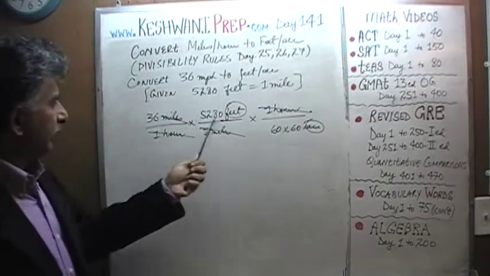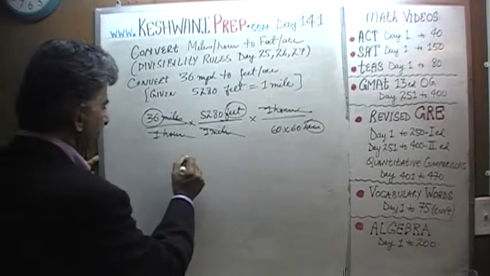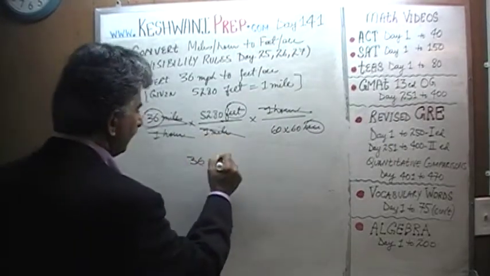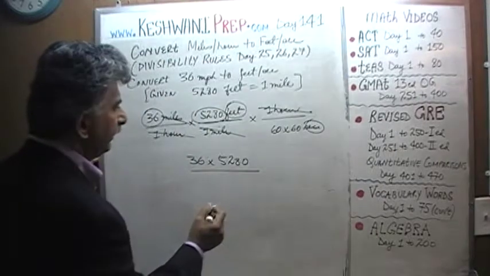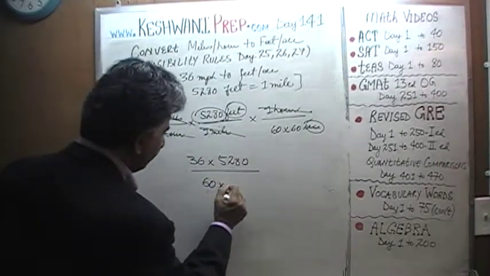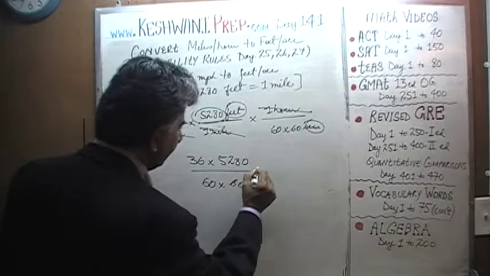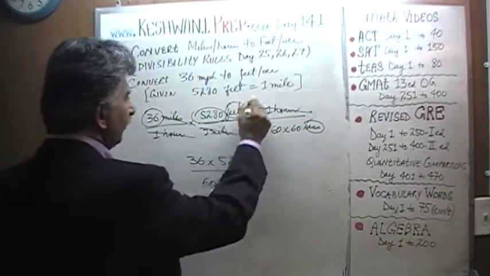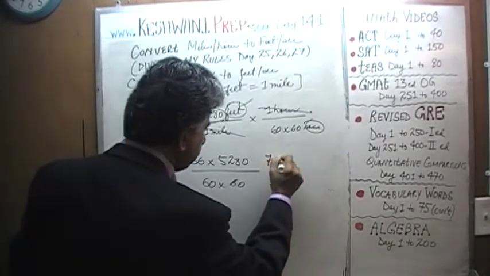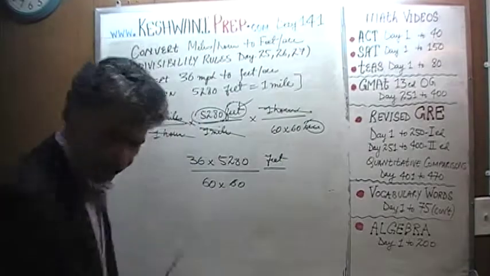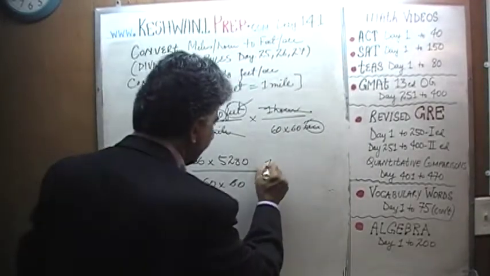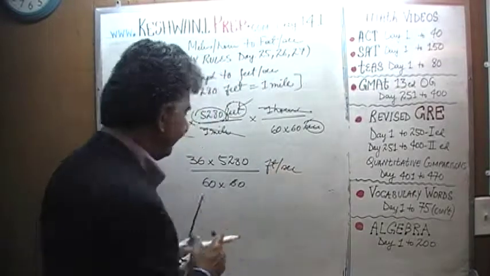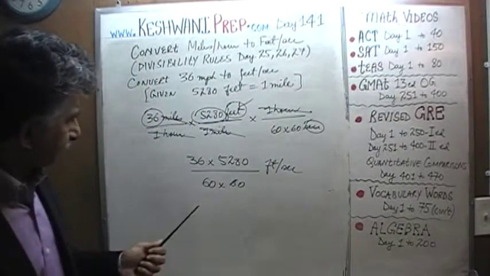When we divide this quantity, we have 36 times 5,280 on the top, divided by 60 times 60 on the bottom, in feet per second. That's it. Let's get going then.